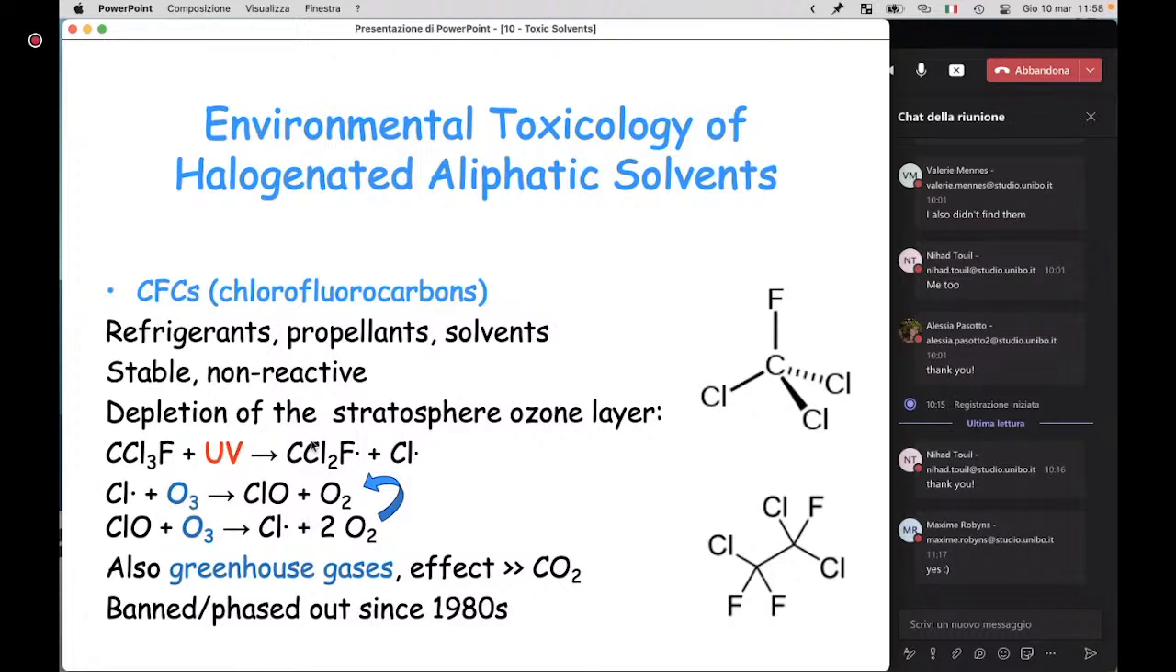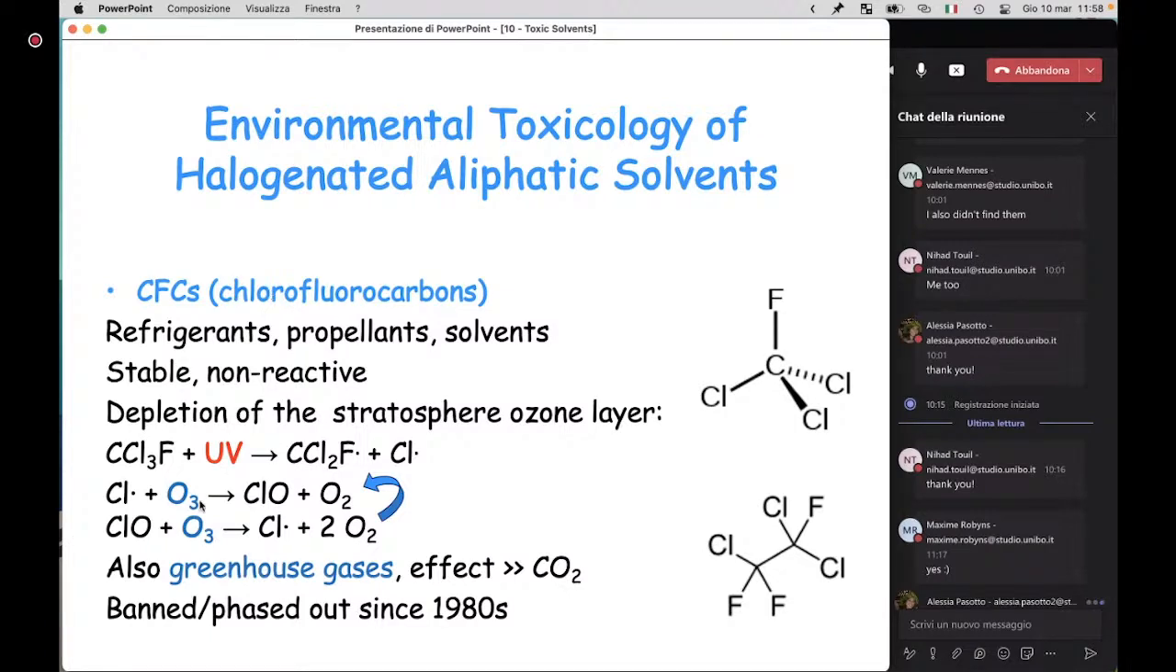As soon as we have the production of this radical, we start a cycle that progressively destroys ozone without stopping, because we have the regeneration of the radical. So we have massive destruction of the ozone layer, even in the presence of only small amounts of CFCs. And in fact, this is what really happened when the famous ozone layer hole appeared in the atmosphere.